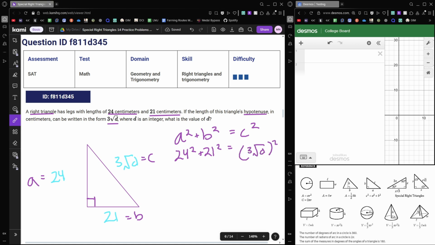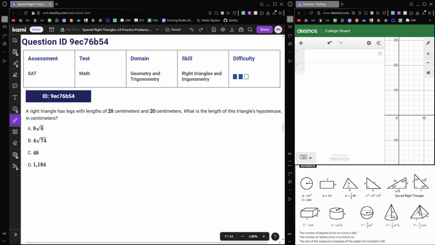Now you could solve this by hand, but we all know I'm a big fan of Desmos, so let's put this in Desmos. Instead of an equal sign, you want to put a tilde, and then continue typing as normal. And there you go, you get that your answer is 113. D equals 113.